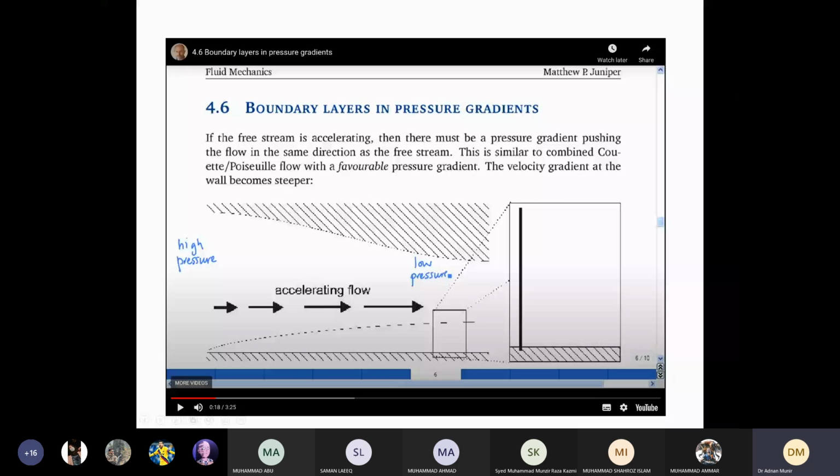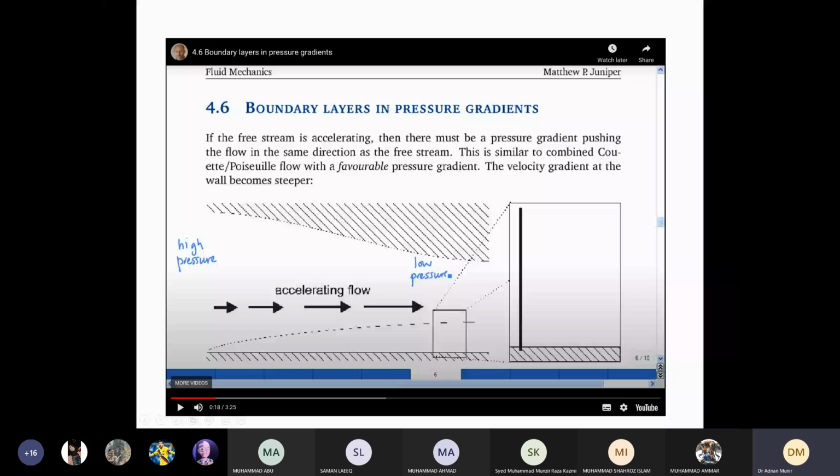When we say accelerating flow, because the flow is accelerating, we will have high pressure at this point and low pressure when the flow velocity has increased. So high pressure means the velocity is low here. Low pressure means that the velocity increases as we move along this direction. So this type of flow is called accelerating flow.